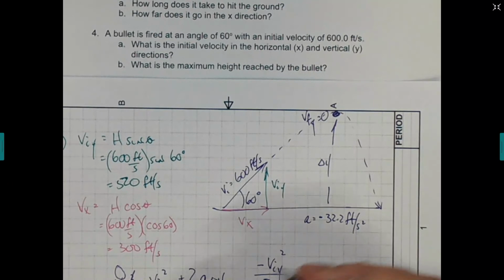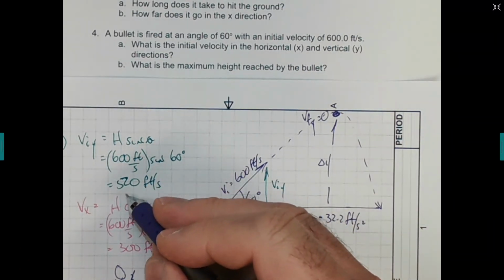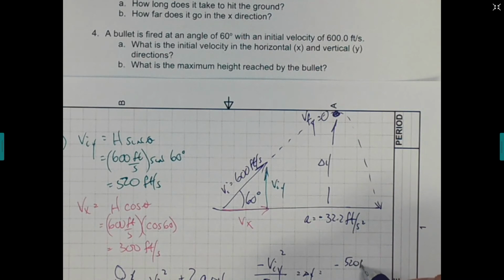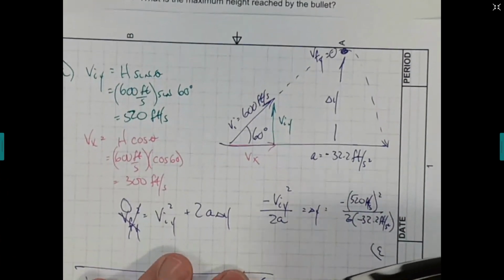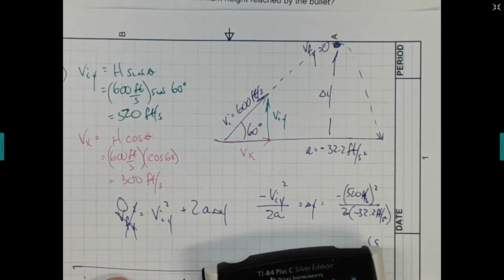Now we just plug our numbers in. We have negative Viy, which was 520 feet per second, all of that squared, all over 2 times negative 32.2 feet per second squared. Then we get out our calculator and see what we end up with. So we have 520 squared on top, and that's a negative, so we have the negative of that answer divided by 2 times 32.2.